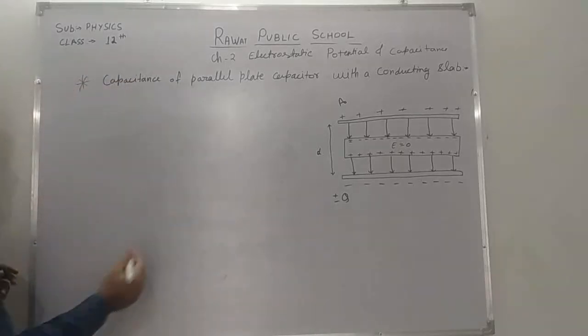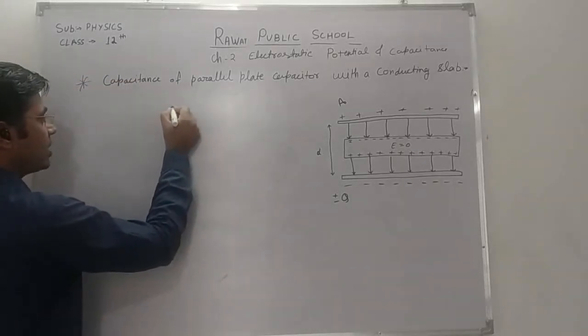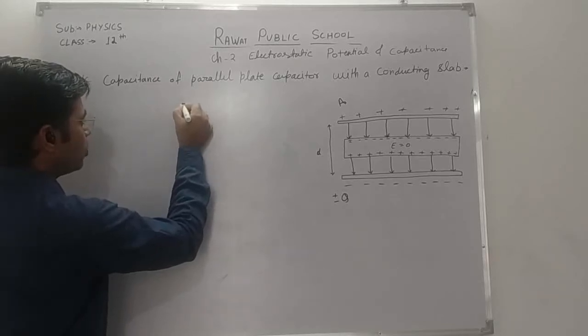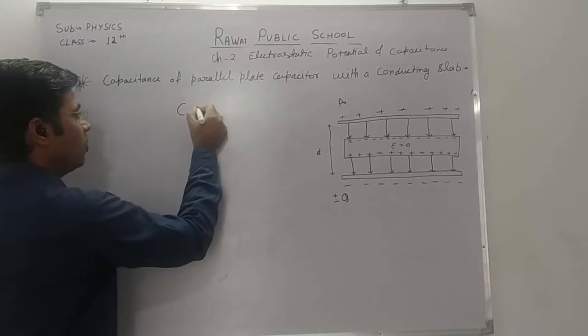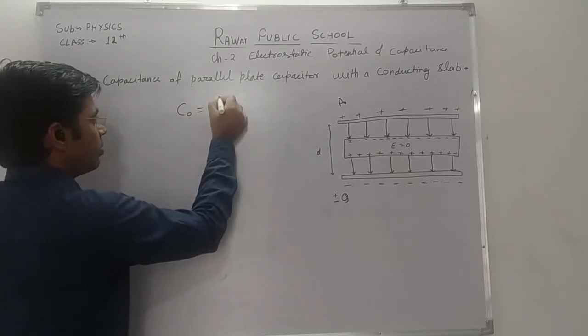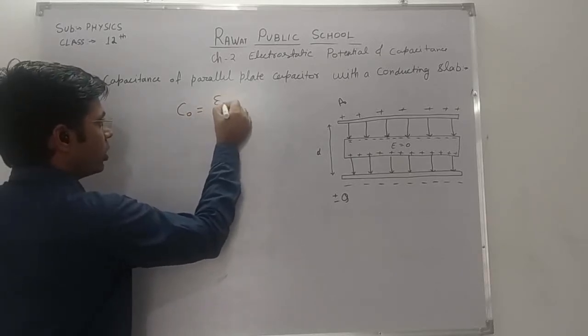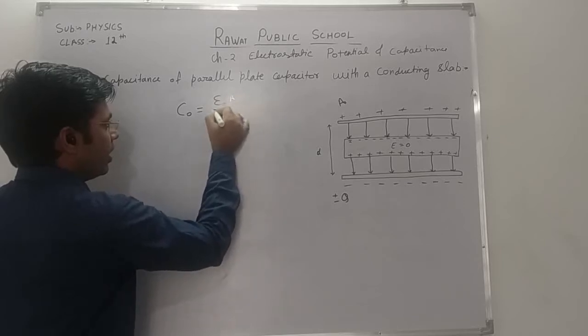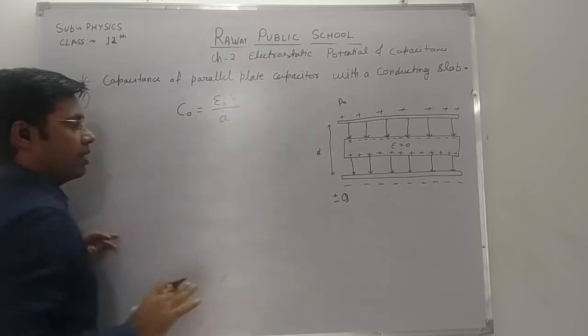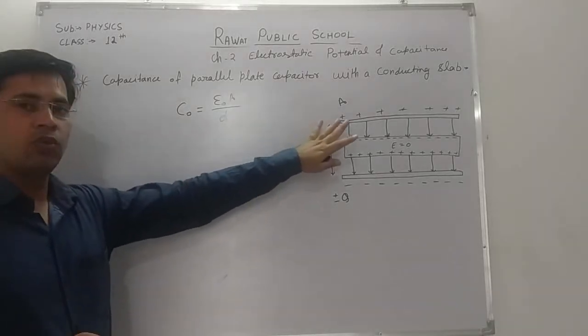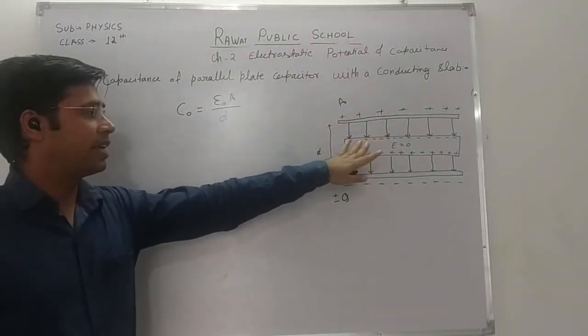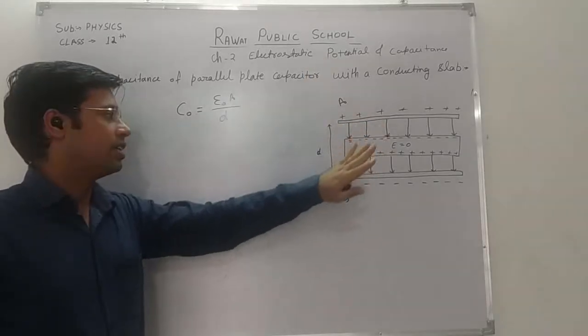Now, the capacity of that capacitor when there was vacuum inside its plates, without that conducting slab, the formula is C0 equals epsilon naught A divided by d. This is the capacity of this capacitor when there is no conducting material inside its plates.